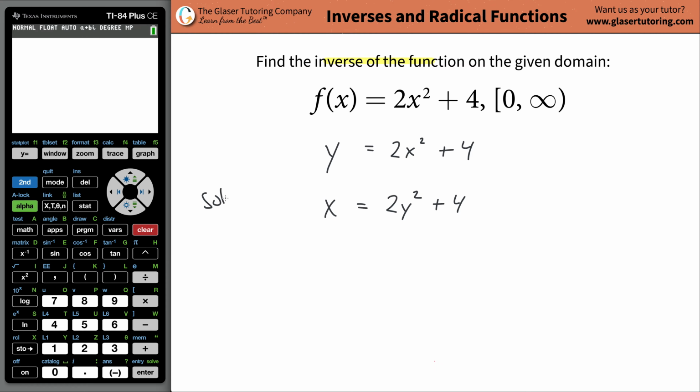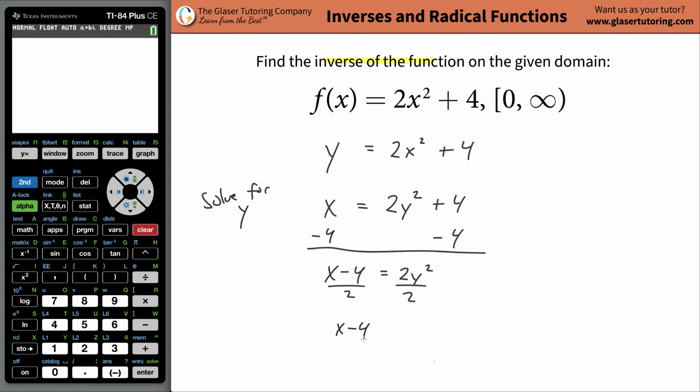Then you're going to take this equation and solve it for y. So I need to isolate y by itself. The first thing is I'm going to subtract 4 from both sides. So this becomes x minus 4 is equal to 2y squared. Divide 2 out from both sides. So this is x minus 4 all over 2 is equal to y squared.